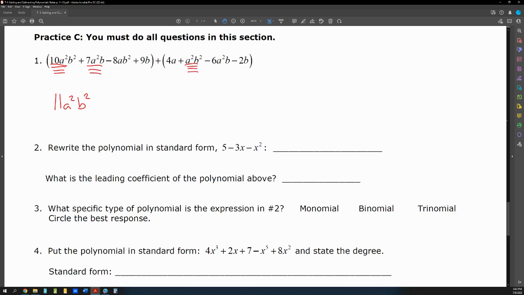Next up we have a squared b, so I see another a squared b over here. We have 7 and negative 6 gives us positive 1, so plus a squared b.